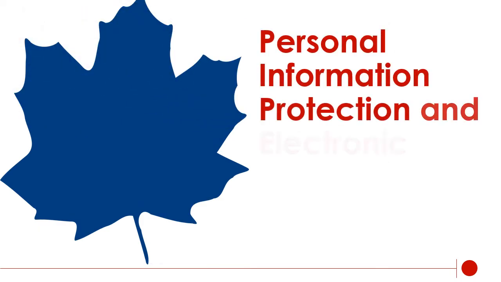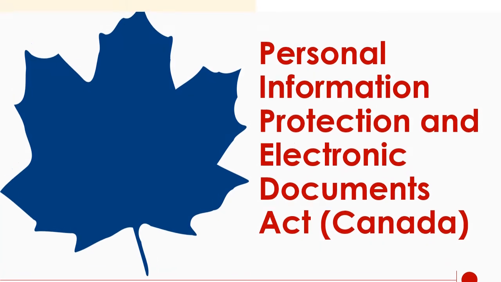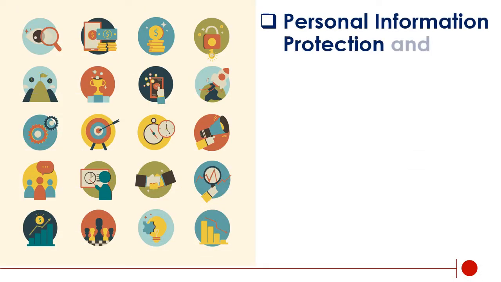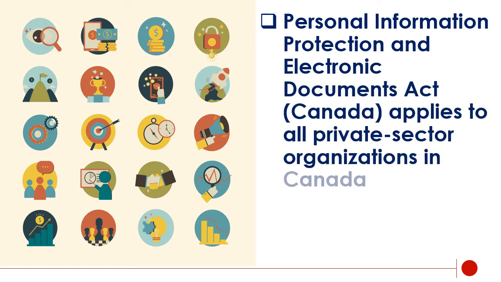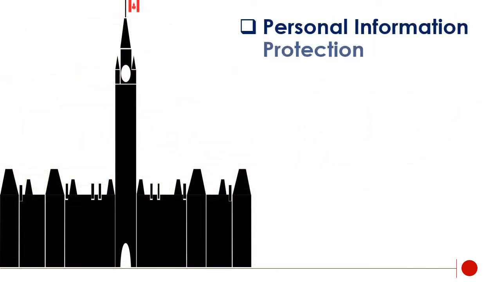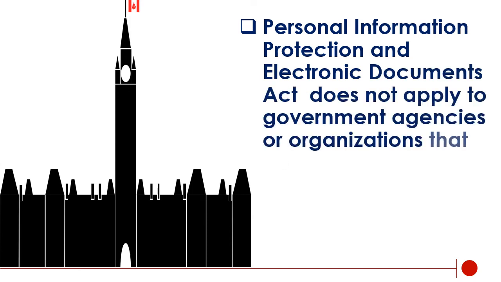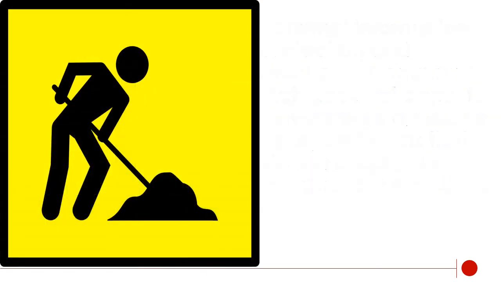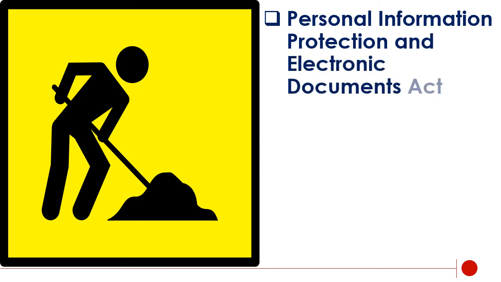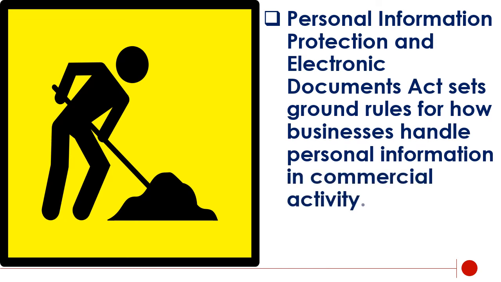Personal Information Protection and Electronic Documents Act, Canada. The Act applies to all private sector organizations in Canada. It does not apply to government agencies or organizations that do not engage in commercial activities. It sets ground rules for how businesses handle personal information in commercial activity.